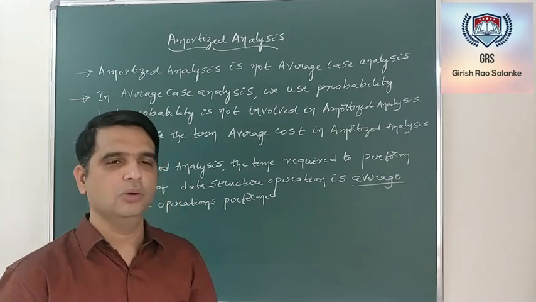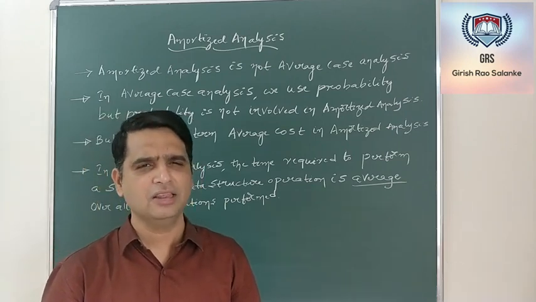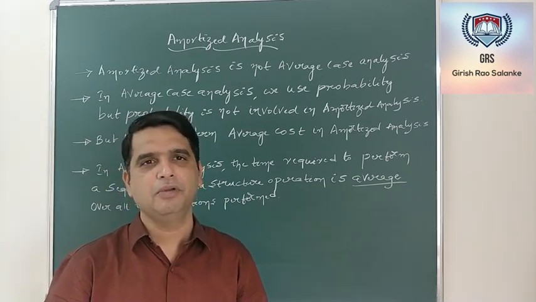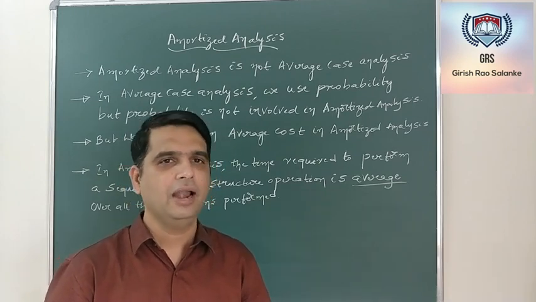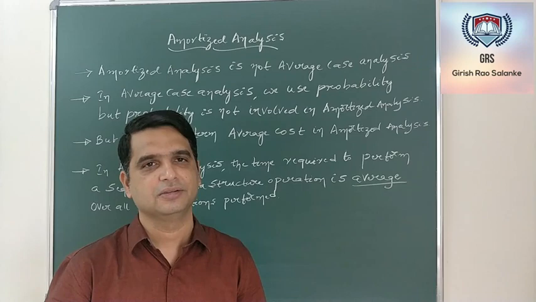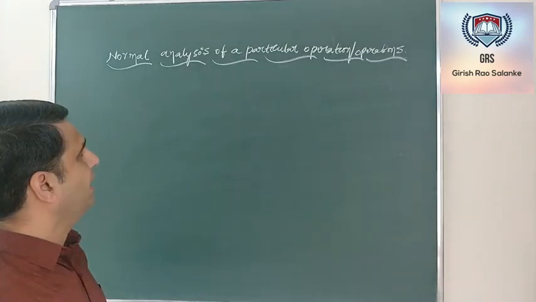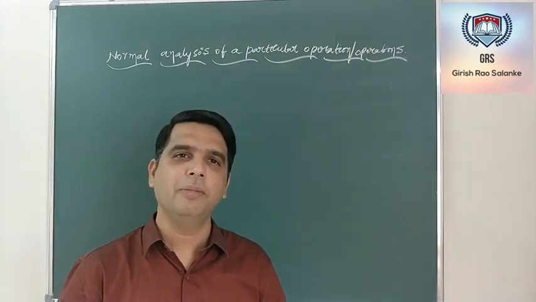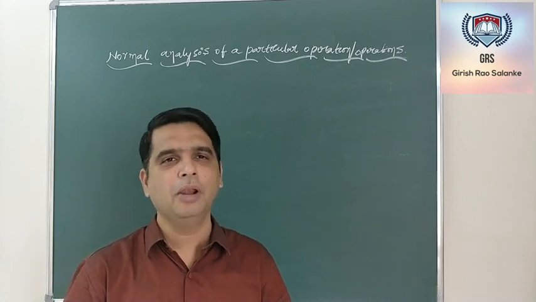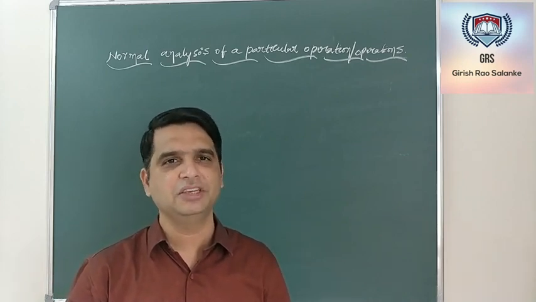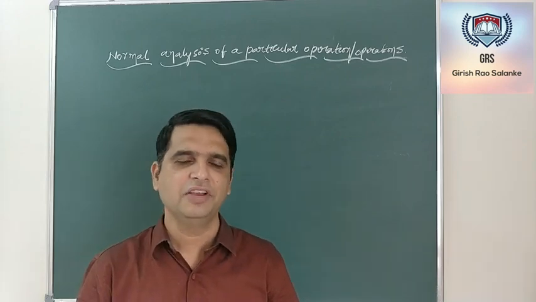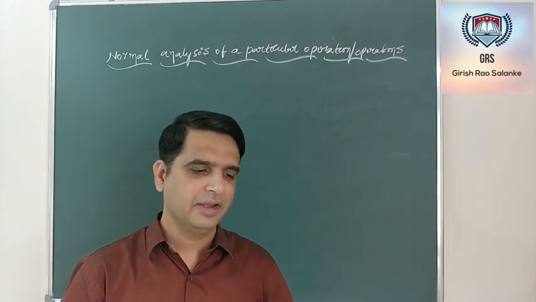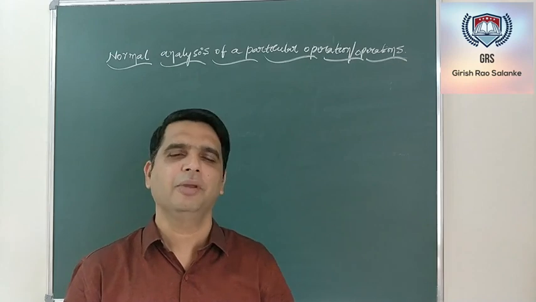Now, before seeing what exactly amortized analysis means, let us take an example operation wherein we'll try to differentiate between the normal efficiency and the amortized efficiency class. Let us consider the normal analysis of a particular operation or a set of operations. First we'll see the normal procedure we follow to analyze the efficiency of a particular algorithm or operation. Assume that a particular operation is carried out on a particular data structure n number of times.